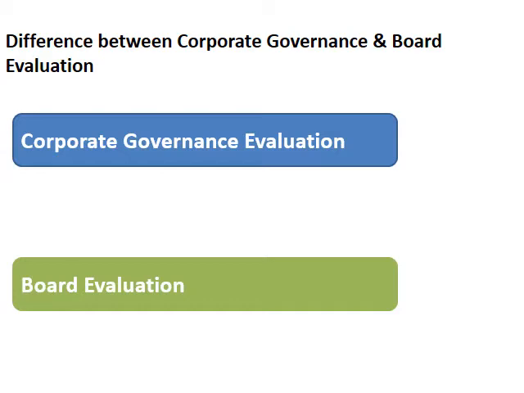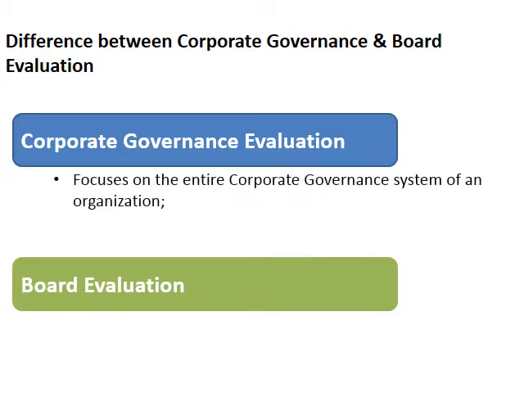Corporate governance evaluation focuses on the entire corporate governance system of an organization. For example, the ECTT CG Maturity Framework. The CG Maturity Framework is one example of a CG evaluation, as it encompasses a number of critical dimensions that encompass the governance of the organization as a whole.